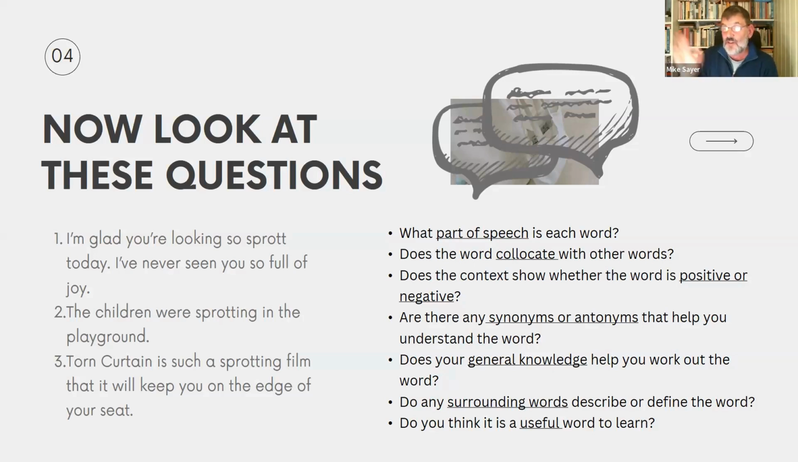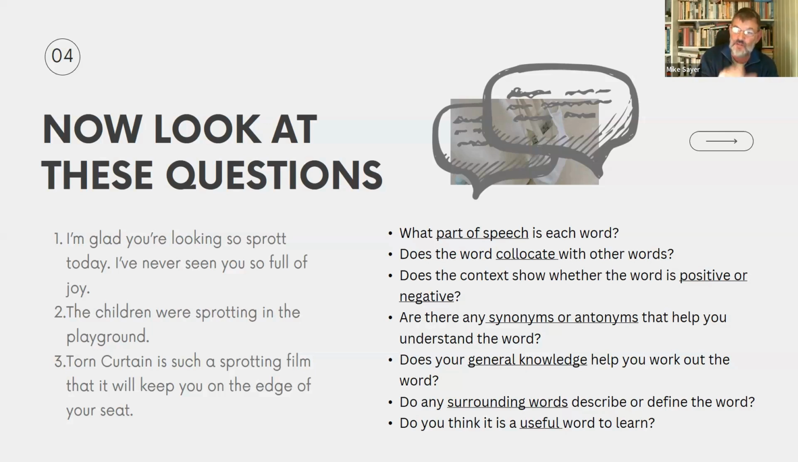So the first question, what part of speech is each word? From the context of a sentence, you can work out whether a word is an adjective or a noun or a verb. So if you look at number 1, sprot is an adjective. In number 2, well, here it's a participle as part of the past continuous tense. So it's the participle of a verb. And in 3, the word sprotting is an adjective again, here an ing adjective.